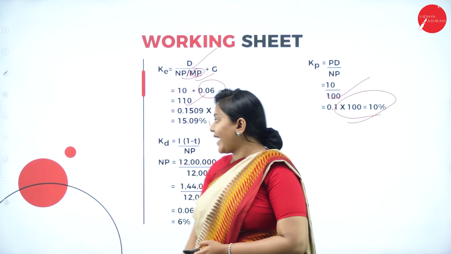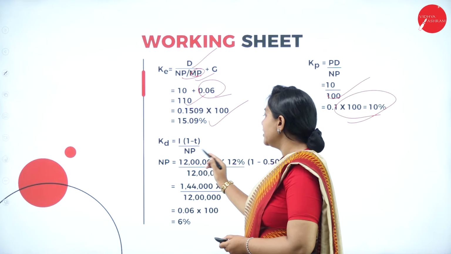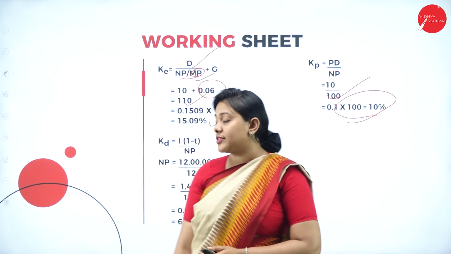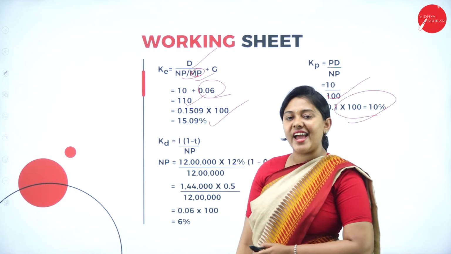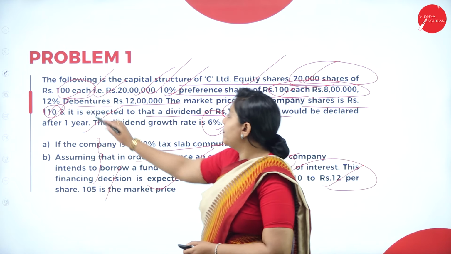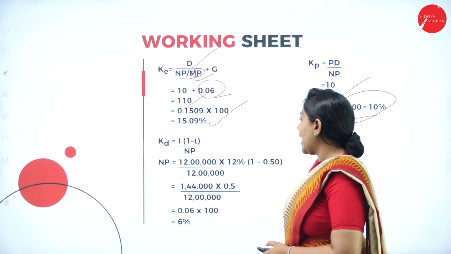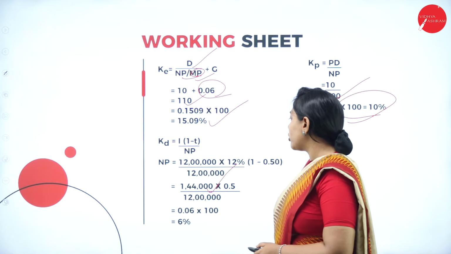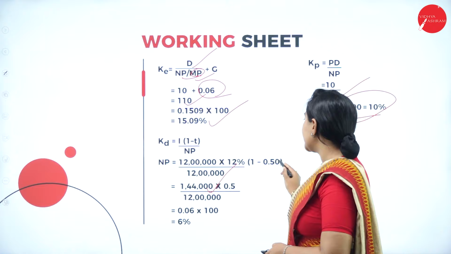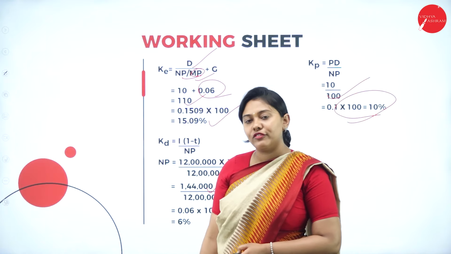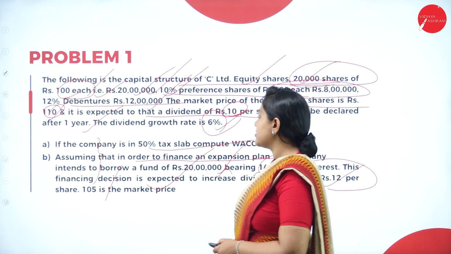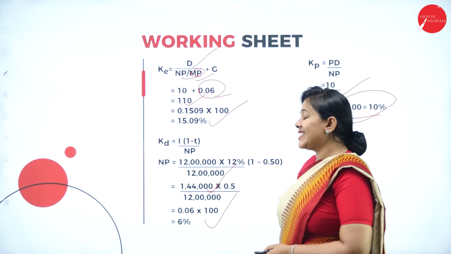Next, the debenture. It is an after-tax problem: interest into 1 minus tax rate, divided by net proceeds. So what is the interest? 12% on 12 lakh, so it is 1 lakh 44,000 is the interest. 1 minus 0.50 is 0.5. Next, divided by 12 lakh, since 12 lakh is the net proceeds. If you calculate, it will be 6%.